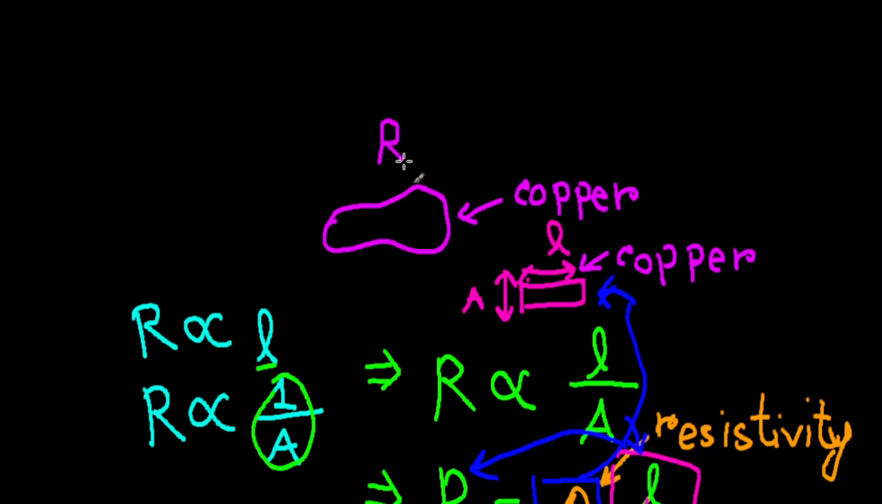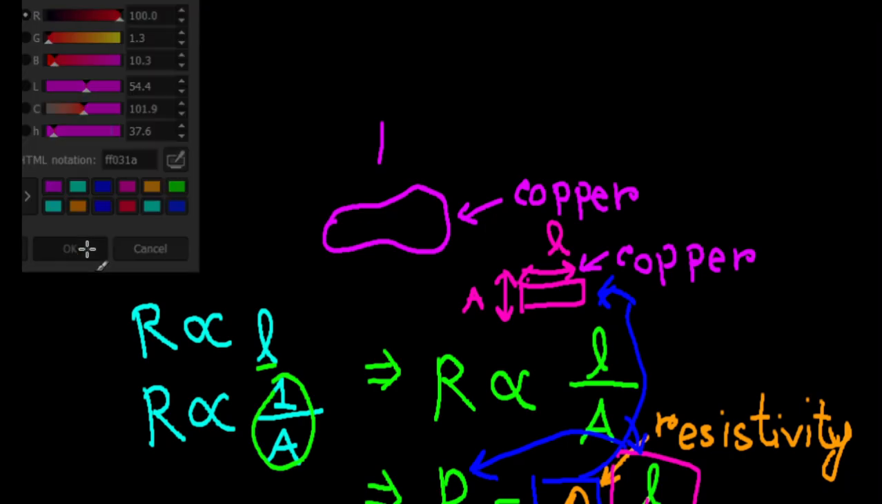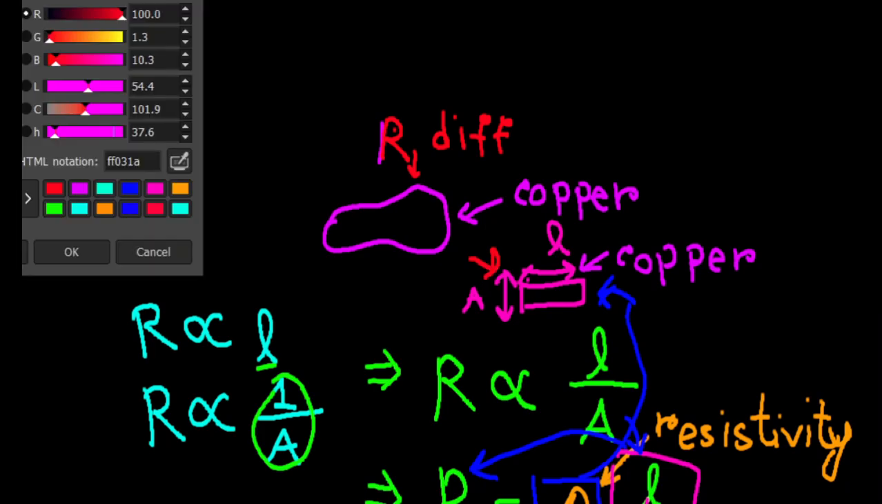They would have different resistances. Let me choose a different color. They're likely to have very different resistances. So your resistance is different for these two. However, your resistivity is actually the same because you're using the same material.